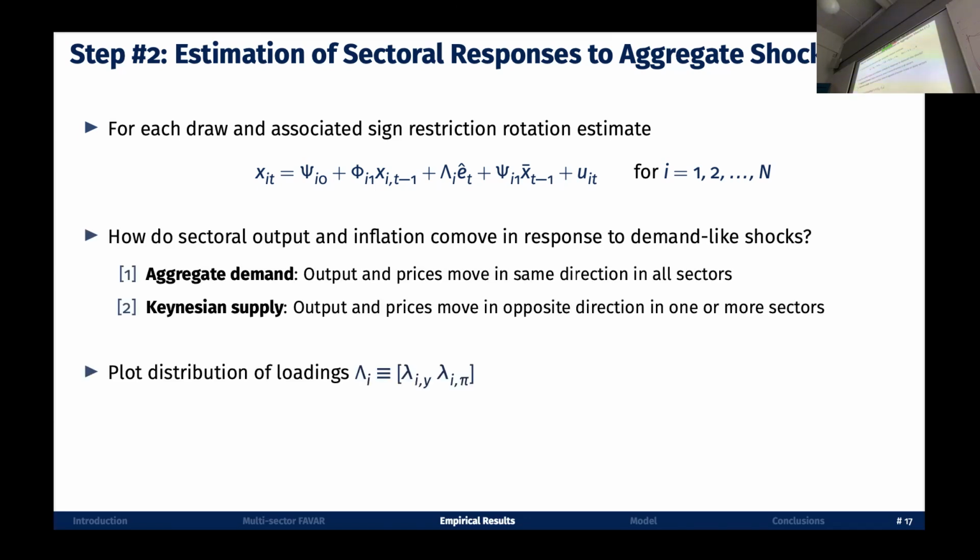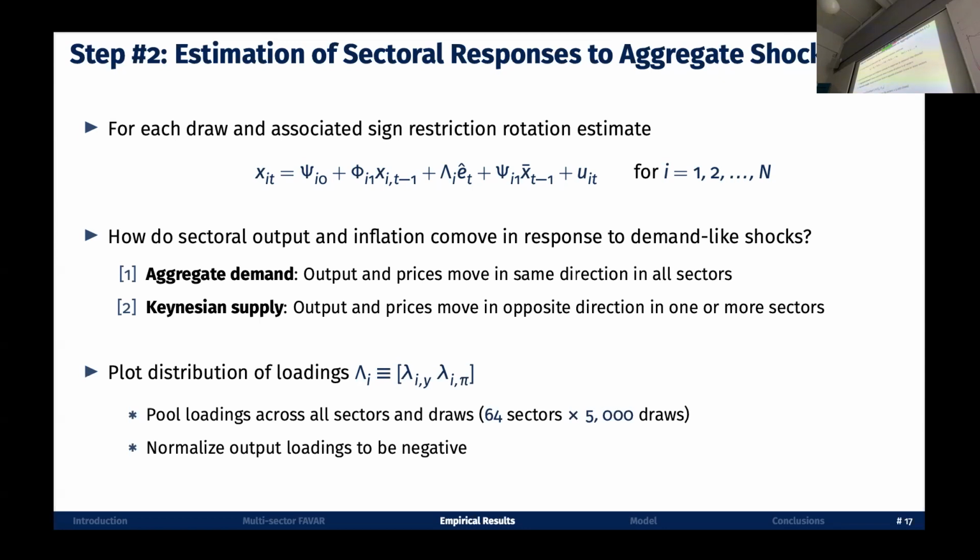So what I'm going to be doing now is to plot these loadings. One is for output, one is for inflation. I'm going to pool loadings across all sectors, 64 of them, and all of the 5,000 draws from these rotation matrices. And I'm going to normalize the output loadings to be negative. Think of this as a completely harmless normalization. I'm just saying that the shock is negative, so it's a shock that decreases output. If the aggregate demand story is correct, I would expect all the inflation loadings to be negative.